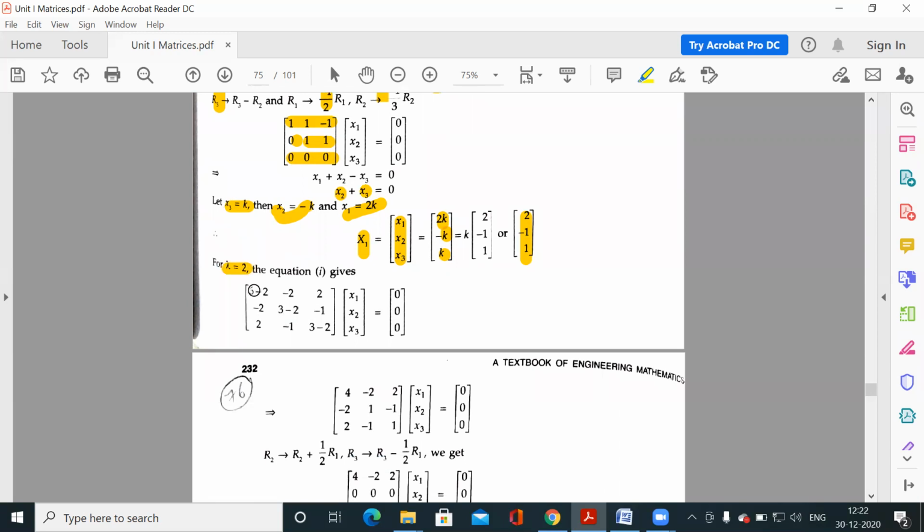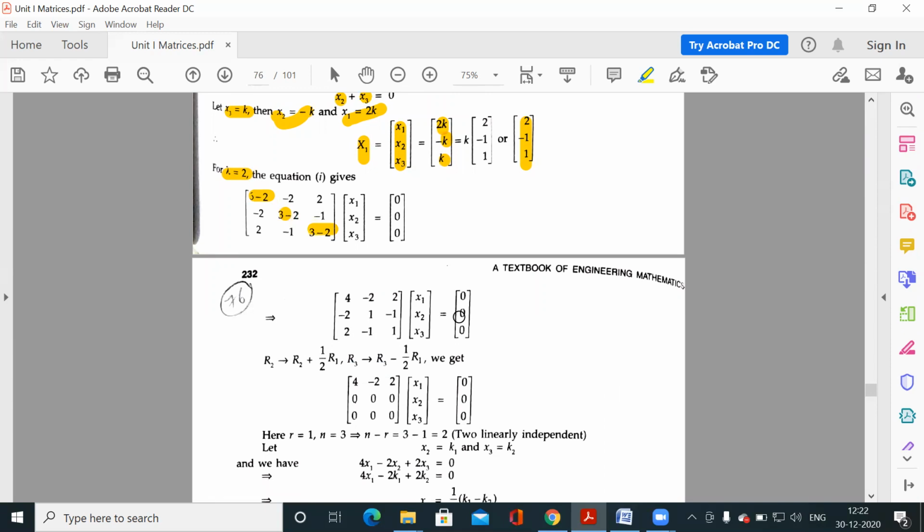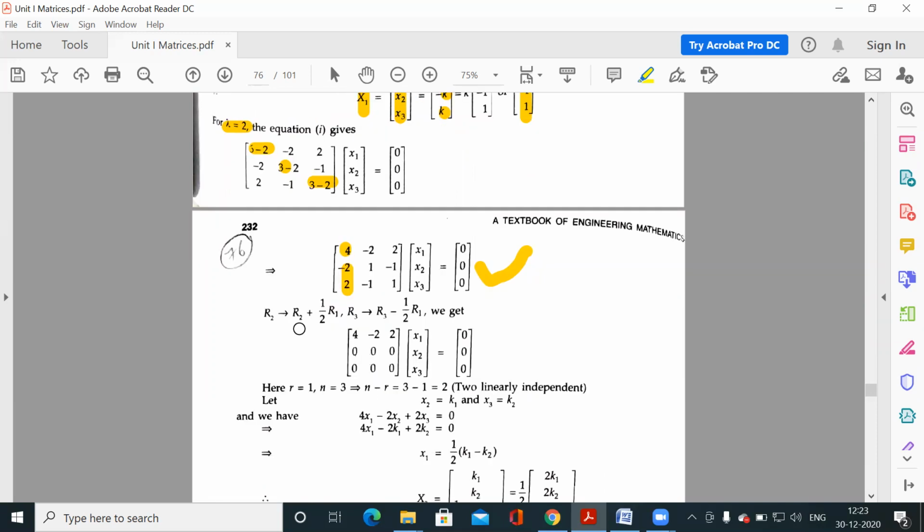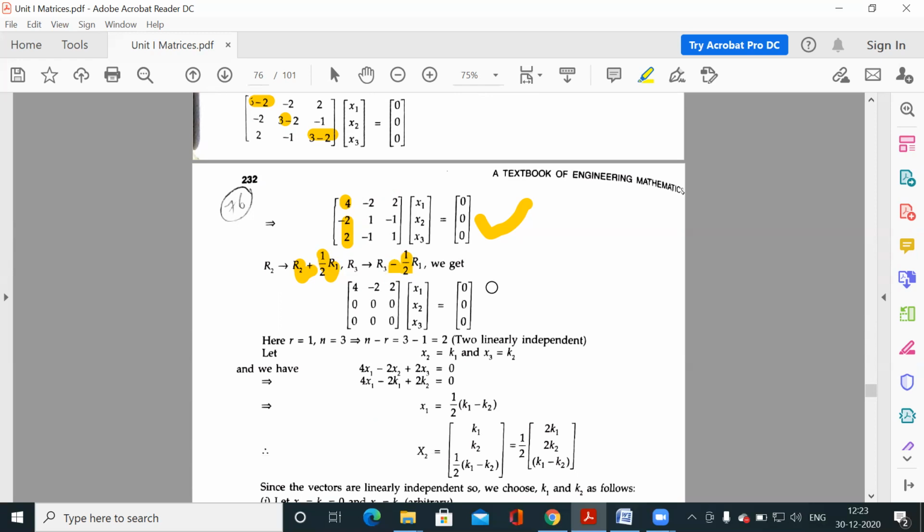Similarly, the next eigenvalue is 2. So we have subtracted 2 from the diagonal elements of A. So this is your reduced system. Now use the echelon form, so use this and make these 0. So this is minus 2, this is 4, so 1 by 2 R1 plus R2 would make this 0. Similarly, this is 2, this is 4, so 1 by 2 R1 minus R3. So this is 0. So using these operations, you are getting this system: first is a non-zero row, second 0, third 0.